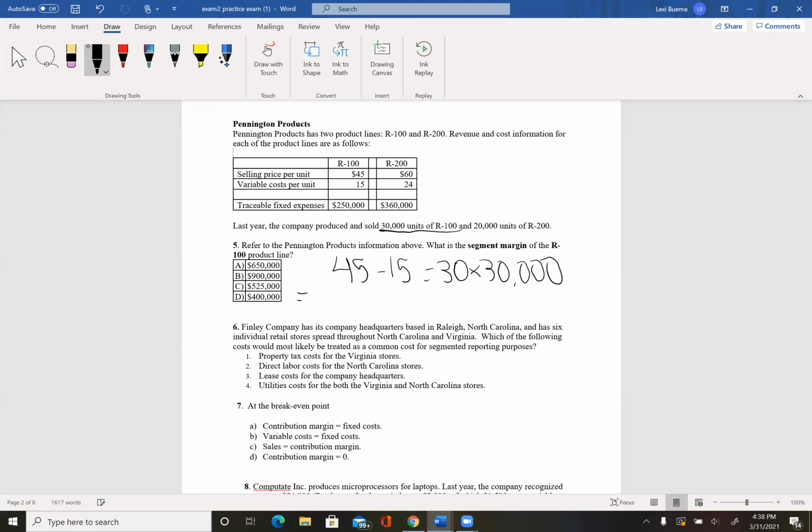That's going to give you 900,000. And then you just subtract that from the fixed expenses of 250,000. And then it's going to get you 650,000, which is A.